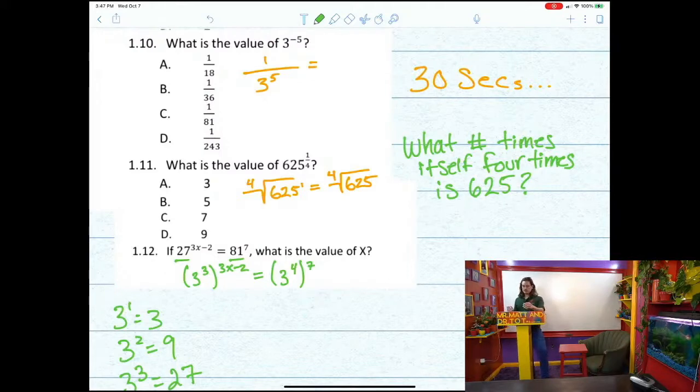Okay, so 3 to the fifth power is 243, so 3 to the negative fifth power is going to be 1 over 243, which is answer selection D.